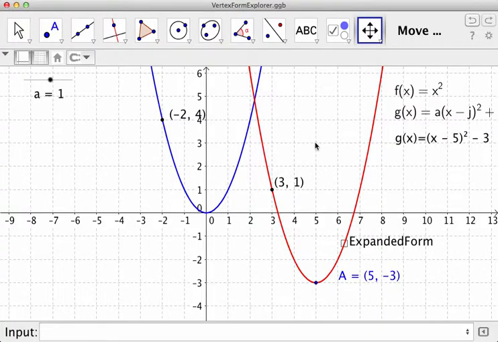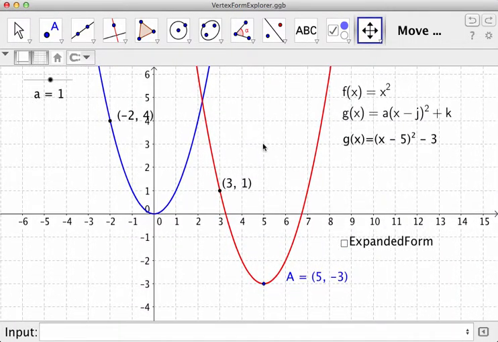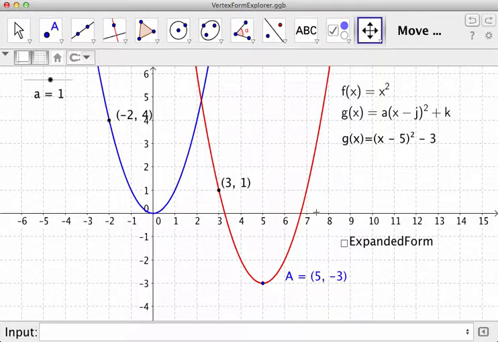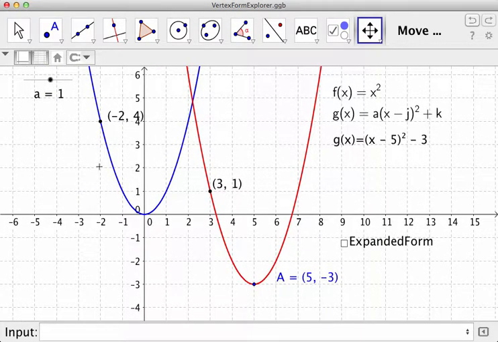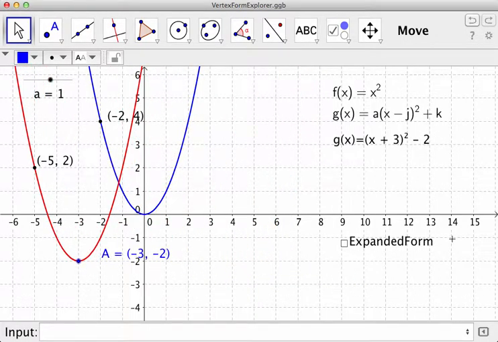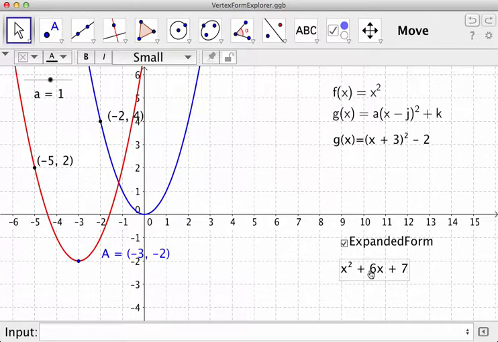Okay, you'll notice that we have this slider here too. But before we get to that, I want to look at something called the expanded form. So if we were to take g of x and multiply out this x minus 5 times x minus 5 and then subtract 3, what we would get would look like this. Okay, let me move this out of the way first so that we have a clearer screen. Okay, so the expanded form here gives us x squared plus 6x plus 7.